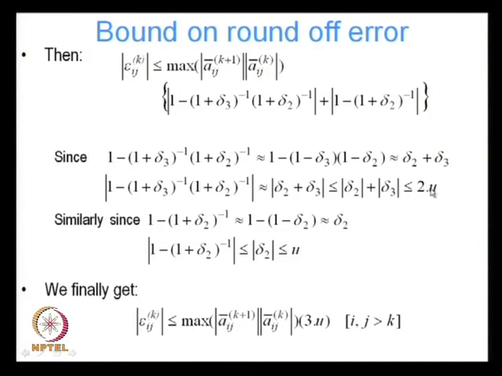Similarly, the second term, 1 plus delta 2 inverse, I can write as 1 minus delta 2, again using binomial expansion, taking into account the fact that delta 2 is very small, much smaller than 1, which is going to give me approximately delta 2. So, again I take bounds on that, this is going to be lesser than or equal to delta 2, and again delta 2 is lesser than the machine precision. So, that is going to be less than u. So, we finally get mod of epsilon I j at the kth step is lesser than or equal to max of this times 3 times u, where u is the machine precision.